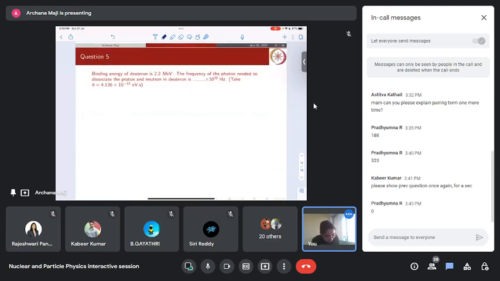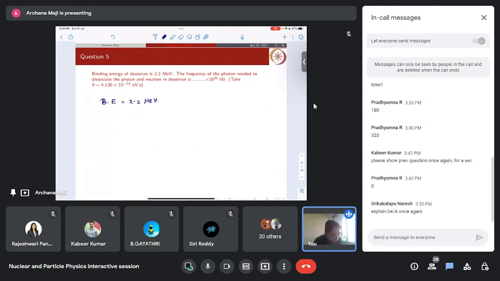The binding energy of deuteron is 2.2 MeV. We have to find out the frequency of the photon needed to dissociate the proton and neutron in deuteron. So what is the binding energy? Binding energy is the minimum energy that you should give to the nucleus in order to dissociate it into its constituents.